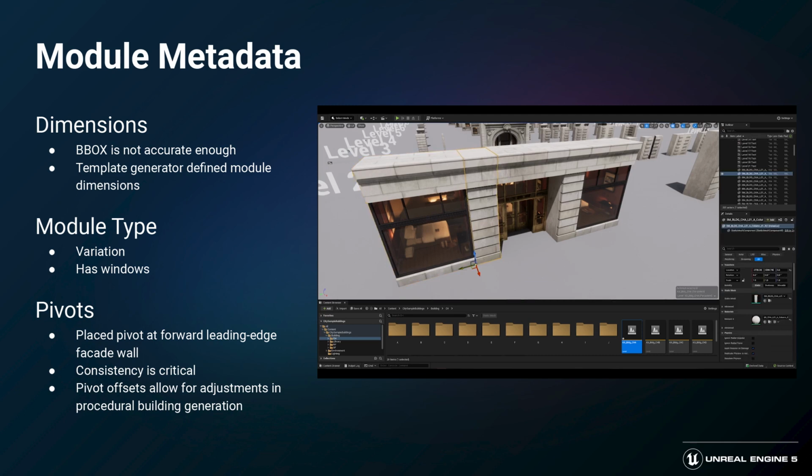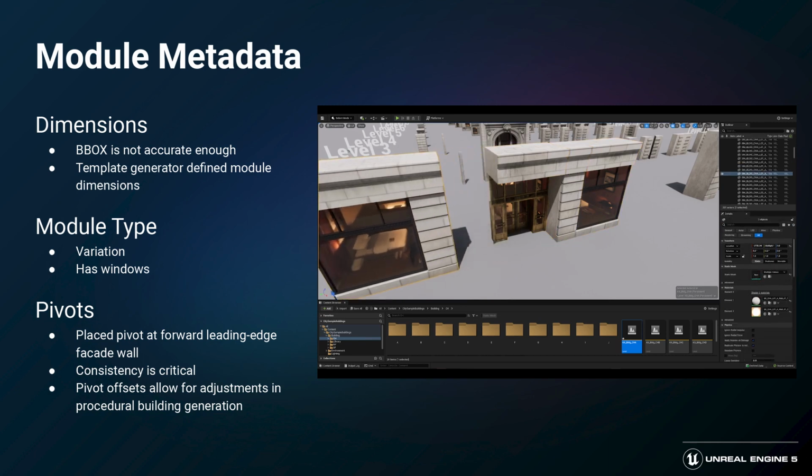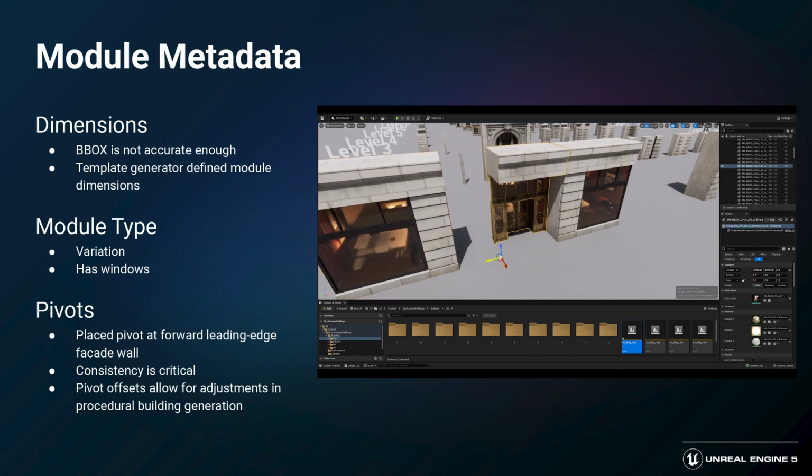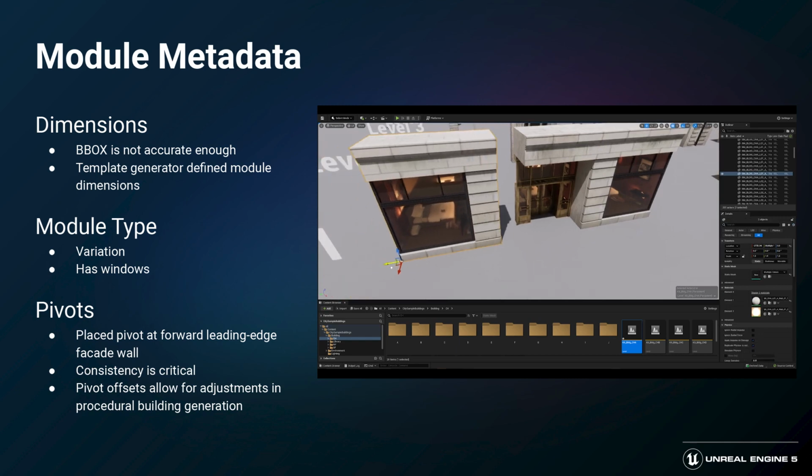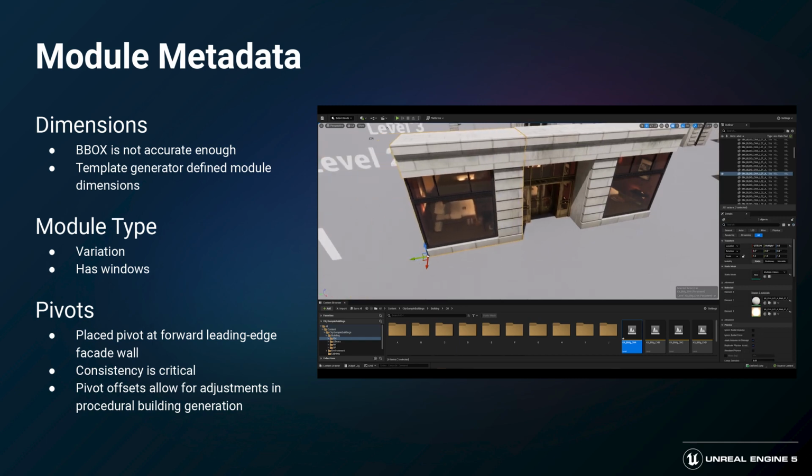We decided to place the pivot on the left side of a module, aligned to the forward leading edge of a wall facade. With the pivot aligned to the wall, we would always know where the wall existed on the facade. However, this did create some challenges. For modules that did not have a forward-facing wall, like a recessed entrance or a stepped-back wall, we still place the pivot where the phantom wall would have been.